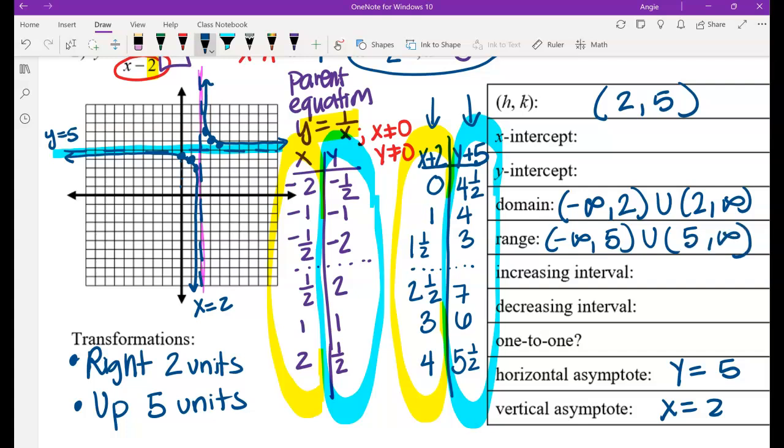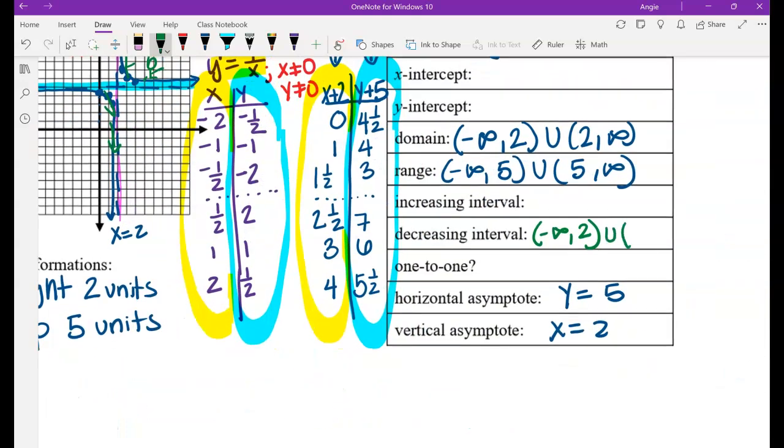It is going to be a decreasing interval because we are going down and down and down closer to 5, and this one as well, right? It's going downward. Doesn't matter what we do. So decreasing interval is from negative infinity to 2, and then that's going to be union 2 to infinity. So it's going to be exactly the same as your domain. Everything is decreasing, so nothing's left for increasing. This is going to be a 1-to-1.